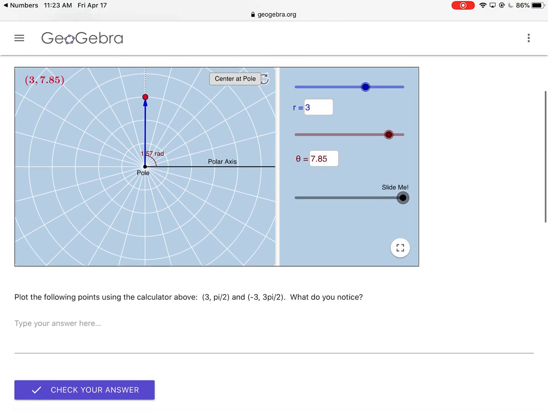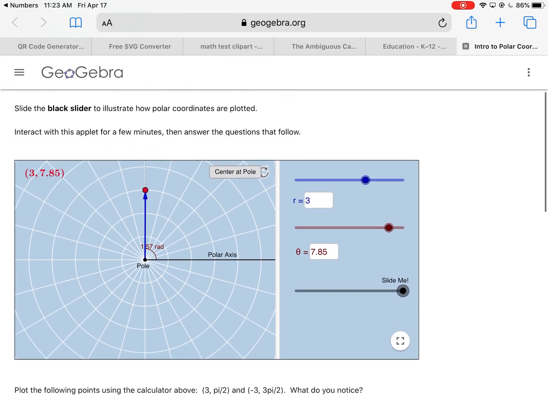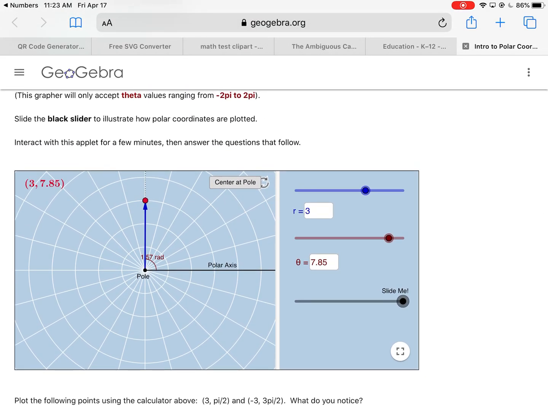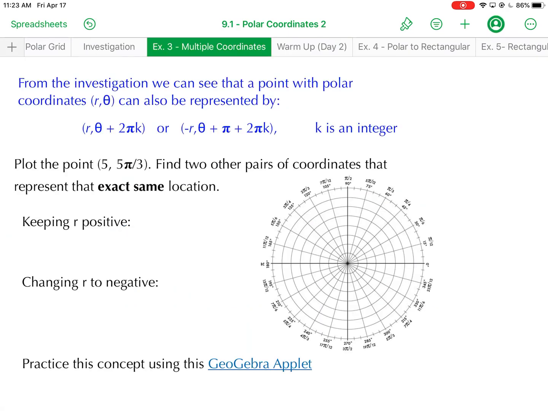All right, and that's what the second question really wanted us to get to. Can you come up with a different set of polar coordinates for the location given in the first question? Absolutely. We just came up with a third possibility of (3, 5 pi over 2). Now this is expressed in your notes here. So on example 3, we can see from the investigation that a point with polar coordinates of (r, theta) can also be represented by the following.